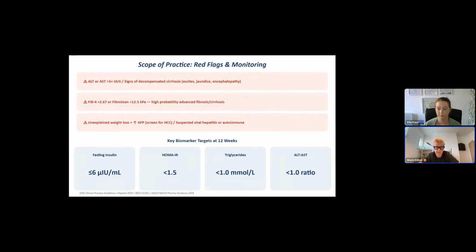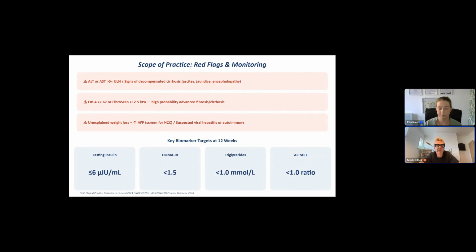Also, if we end up with a FIB4 score above 2.67, or they come back with a FibroScan above 12.5, high probability of advanced fibrosis, so then we refer as well. Any unexplained weight loss, it could be that they need to be screened for something a little bit more ominous, carcinomas, or maybe some kind of viral hepatitis or autoimmune hepatitis. So that's when we need specialist support.